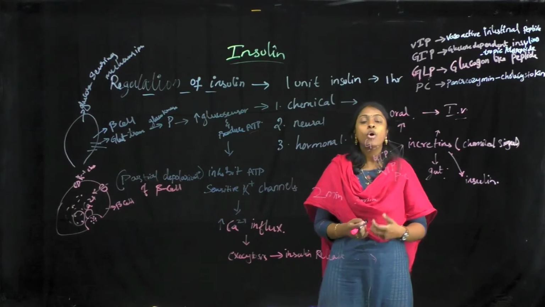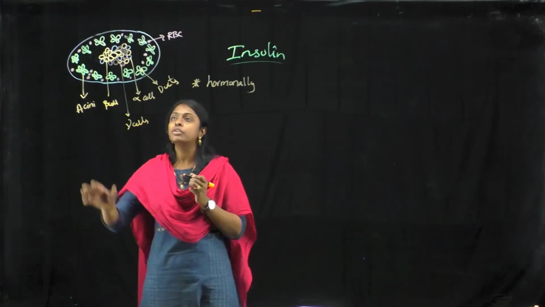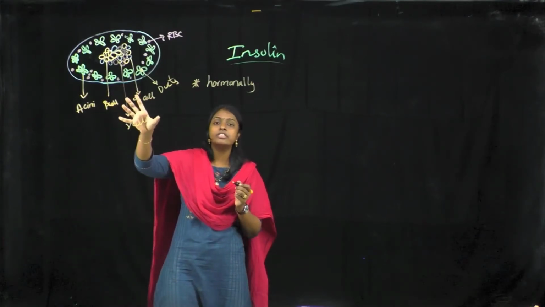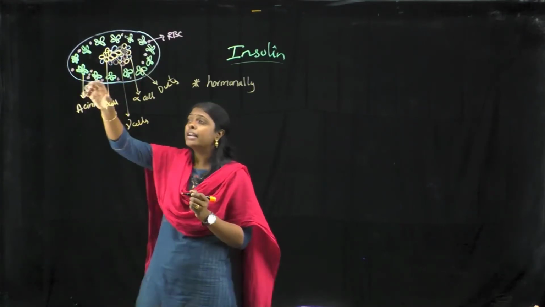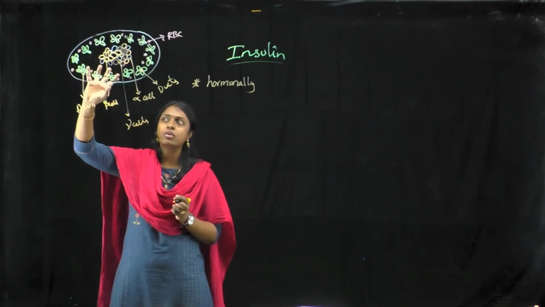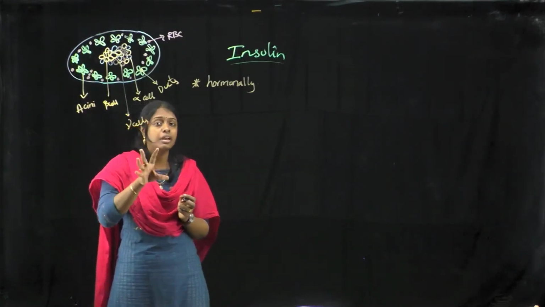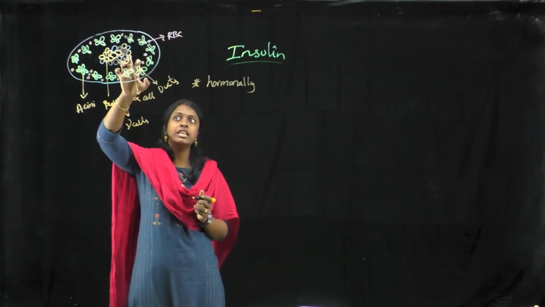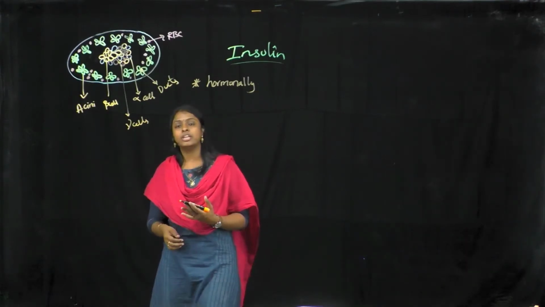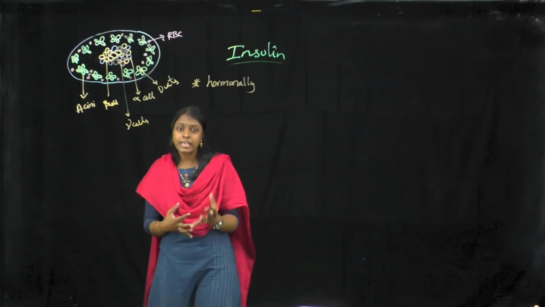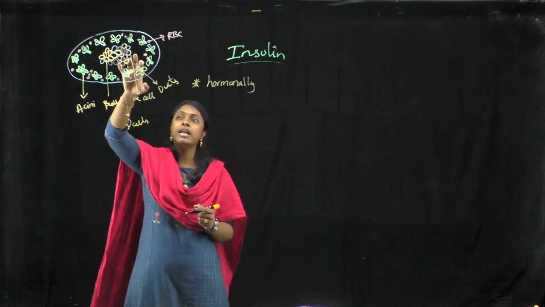So next is hormonal. Let's see the regulation of insulin hormonally. If you see, this is the structure of the islets of Langerhans. In this you have different types of cells. This is why the islets of Langerhans are called both an endocrine and exocrine gland. Why exocrine? Because in this you have the ducts also. Whenever we need insulin, it is released into our body, and when there is excess of insulin, that insulin is stored in the duct.